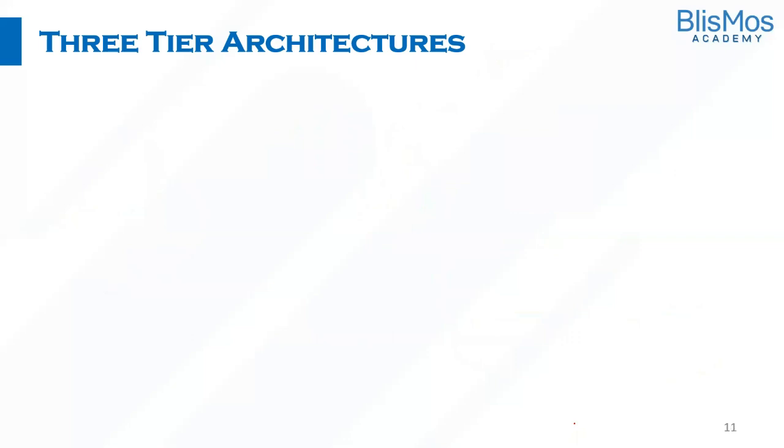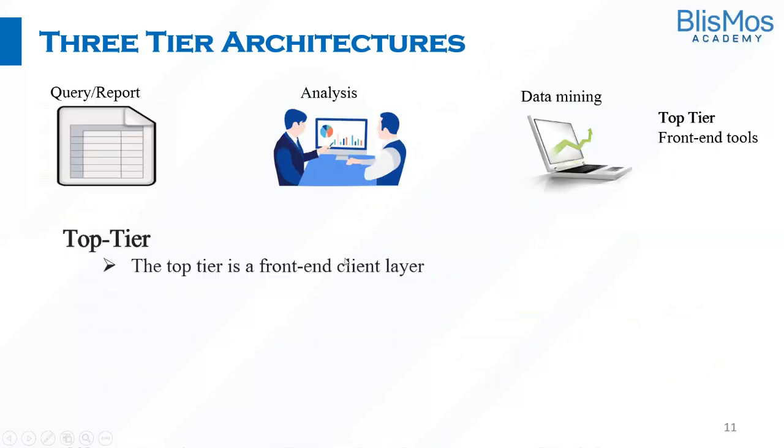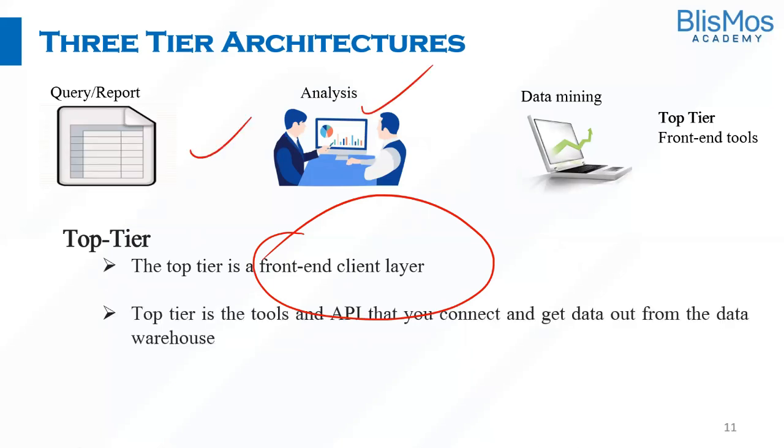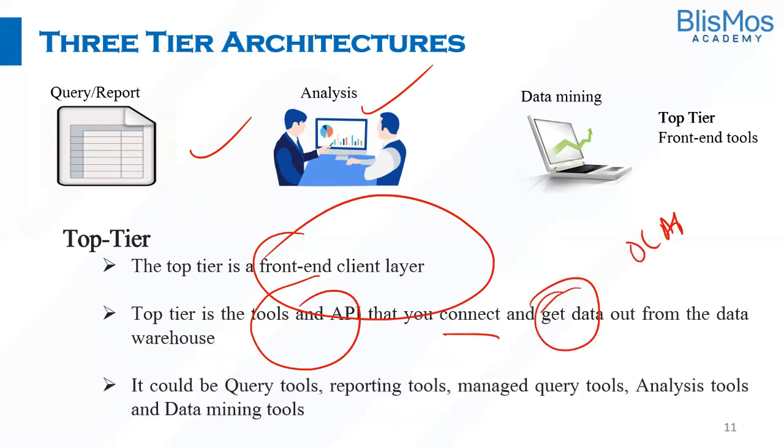So what is happening in the top tier? Here we have a front end client layer where we'll get jazzy reports. Top tier is nothing but the tools and API that users connect to get the data from the data warehouse via OLAP. Those tools can be query tools, reporting tools, managed query tools, analysis tools, or data mining tools.